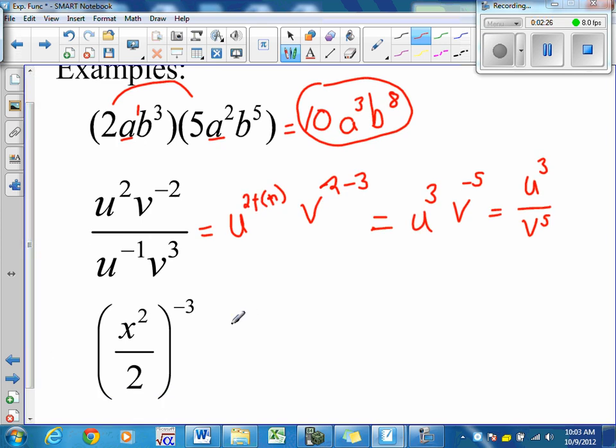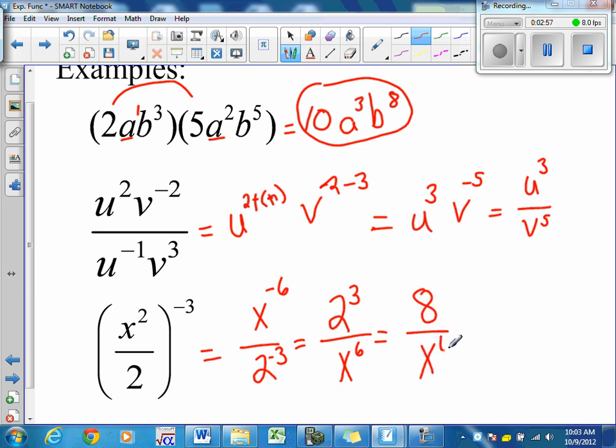Now, if I have a fraction raised to a negative exponent, I first take the power to a power, so I multiply, and I get negative 6. 2 to the negative exponent is negative 3. Now, a negative exponent on the top goes to the bottom and becomes positive. A negative exponent on the bottom goes to the top and becomes positive. And finally, 2 cubed is 8, x to the 6th.